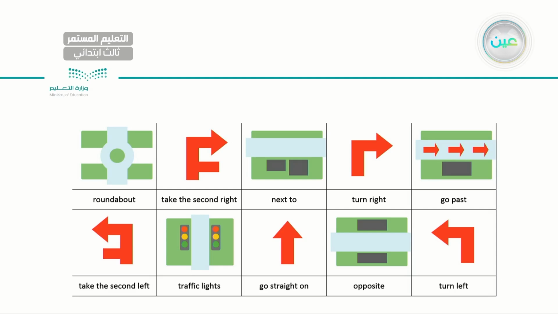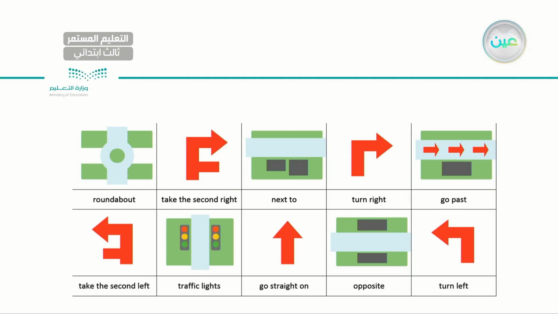Just as I'm reading, repeat after me while you are taking a look at the sign itself. What does the direction tell you? The first one here is roundabout. Second one, take the second right. Next to. Turn right. Go past. Take the second left. Traffic lights. Go straight on. Opposite. Turn left. So let's read them one more time.